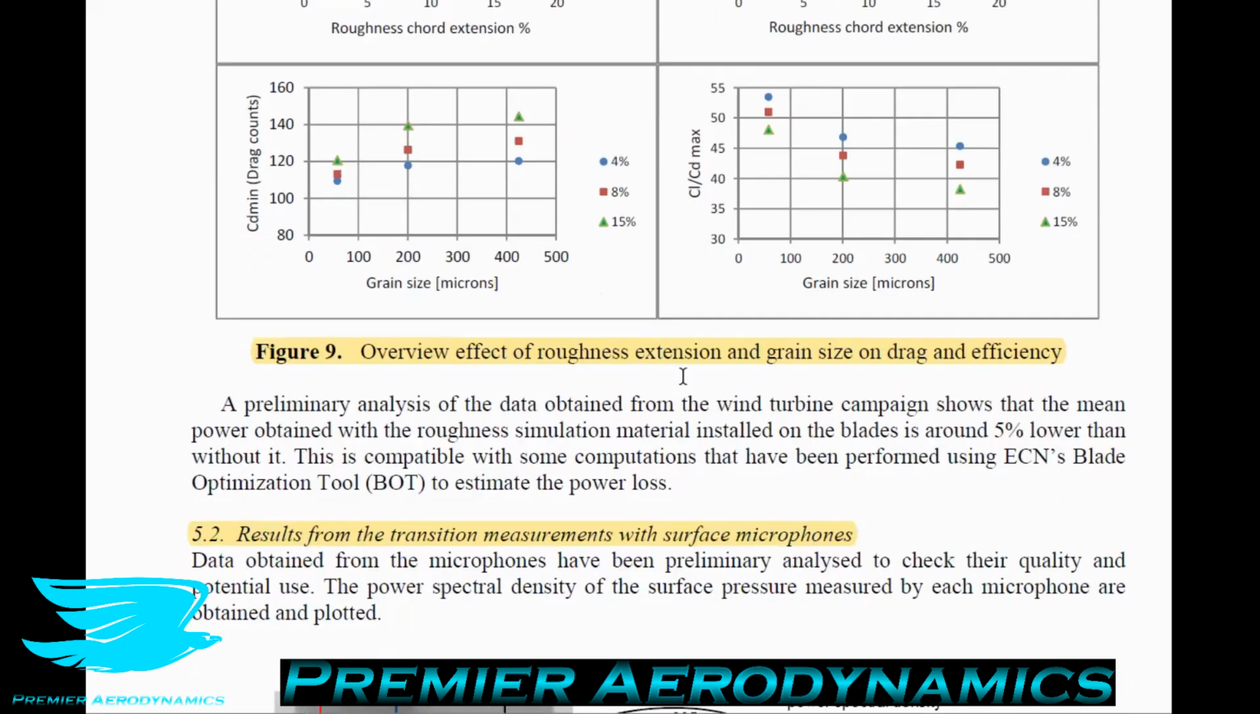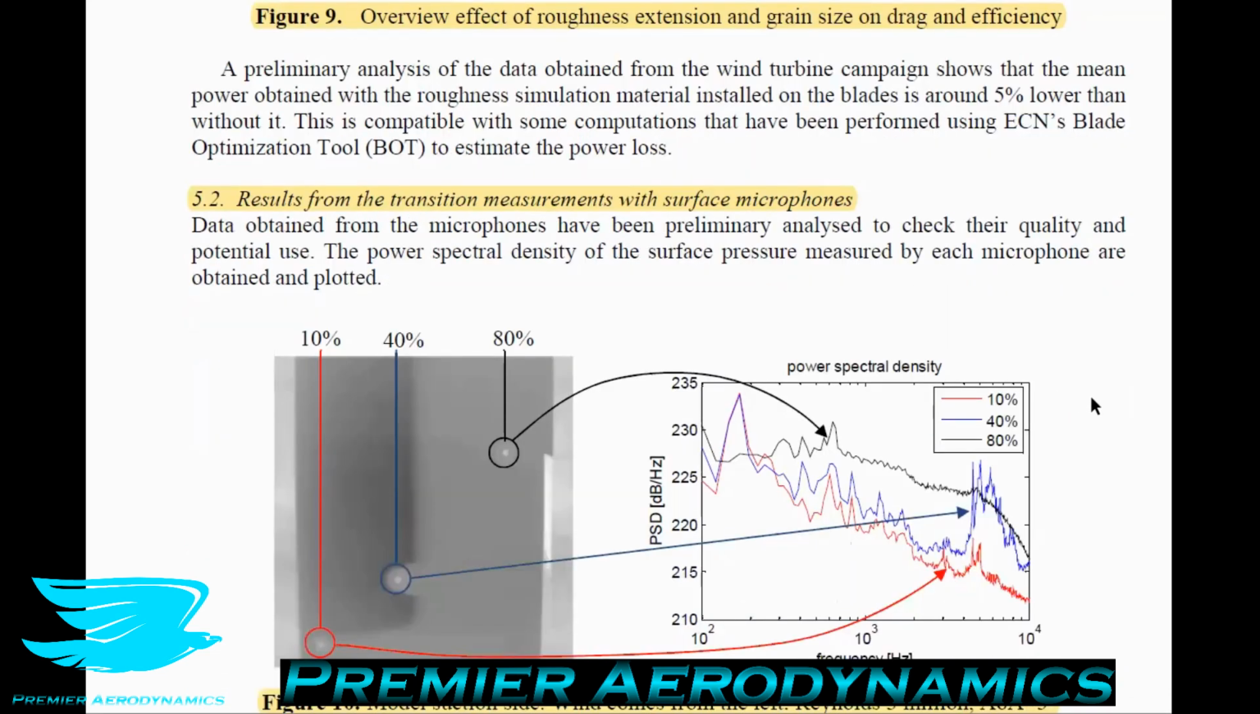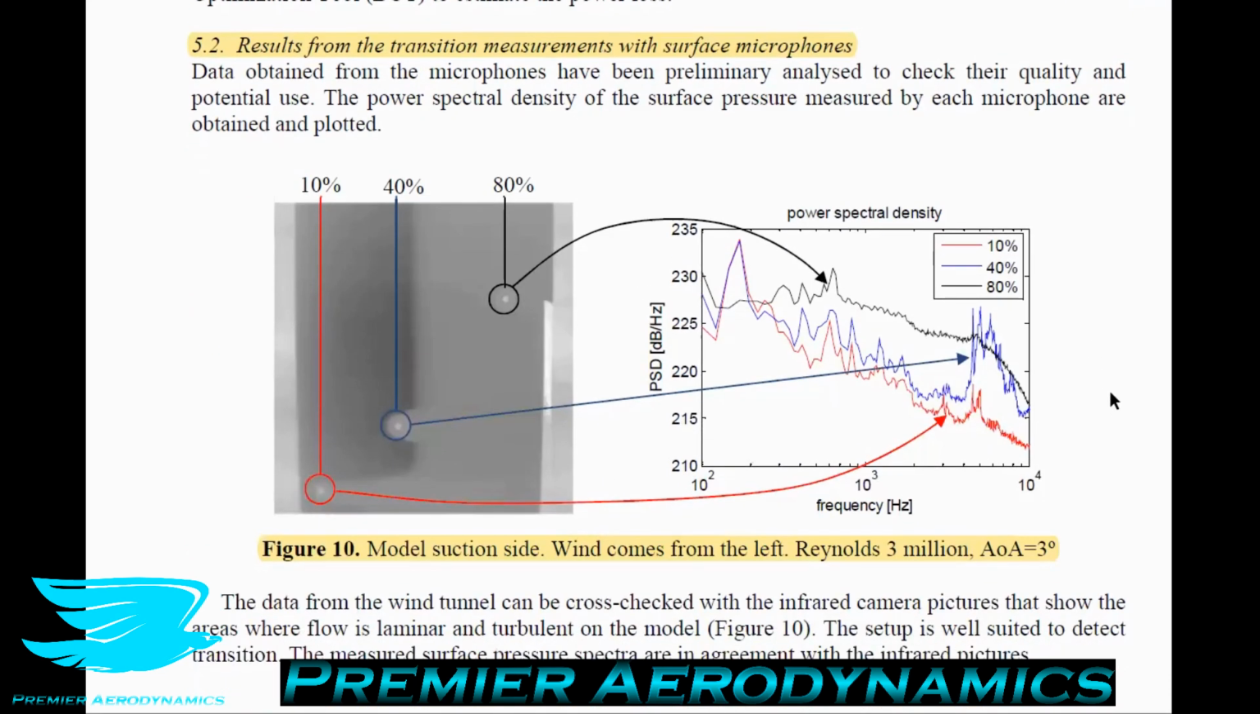So let's move on to the results from the transition measurements with surface microphones. Now we want to see how these microphones can tell where the transition point occurs. Figure 10 shows the power spectral density of the surface pressure measurements from the microphones. The data from the wind tunnel can be cross-checked with an infrared camera that shows the areas where the flow is laminar and turbulent on the model.